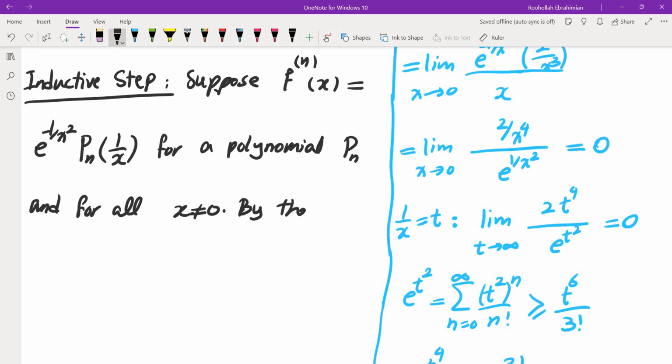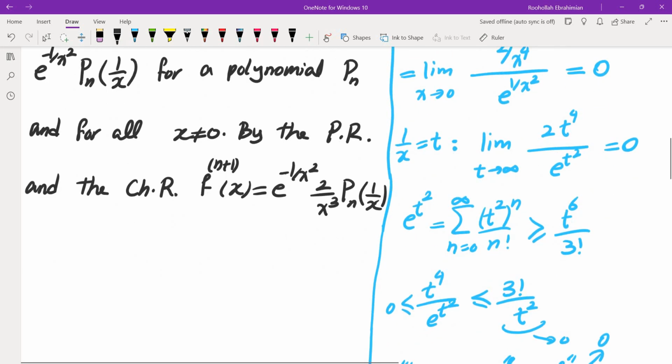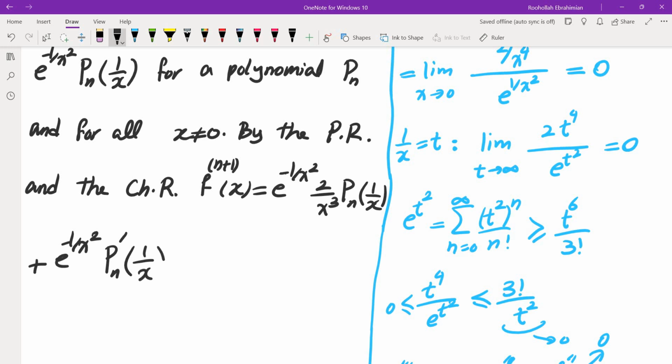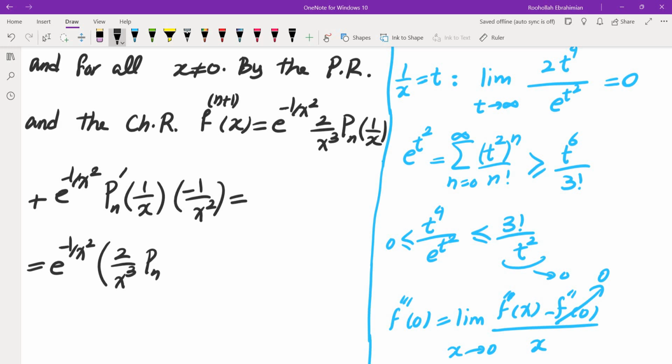So by the product rule and the chain rule, the next derivative of f is e to the negative 1 over x squared times 2 over x cubed Pn of 1 over x, plus, there is no negative sign in fact, plus e to the negative 1 over x squared times Pn prime of 1 over x times negative 1 over x squared. And this is equal to e to the negative 1 over x squared times 2 over x cubed Pn of 1 over x minus Pn prime of 1 over x times 1 over x squared.